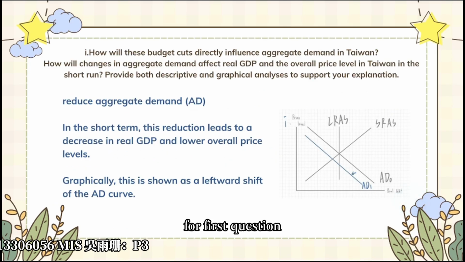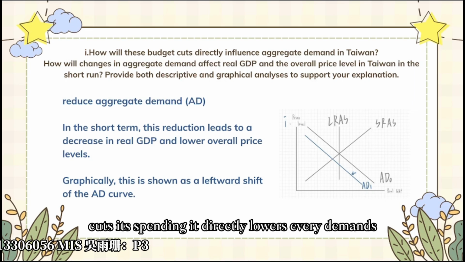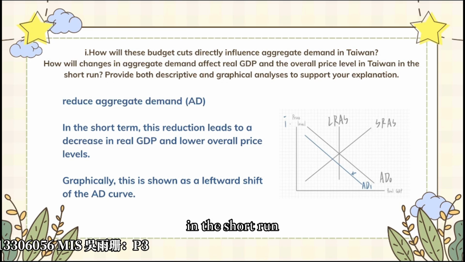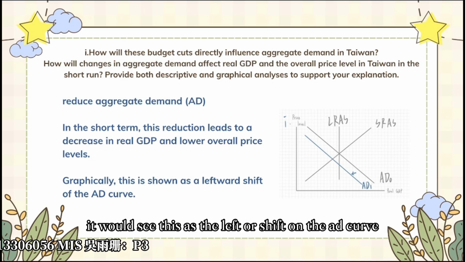For the first question, when the government cuts its spending, it directly lowers aggregate demand, since government expenditures are a part of AD. In the short run, this leads to a drop in real GDP and a decrease in the overall price level. On the graph, you see this as a leftward shift of the AD curve.